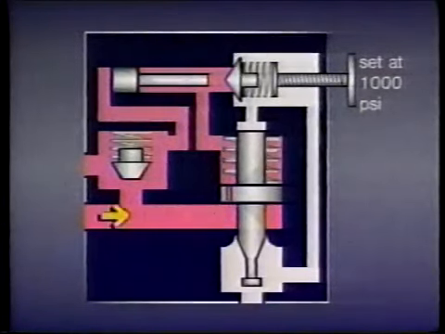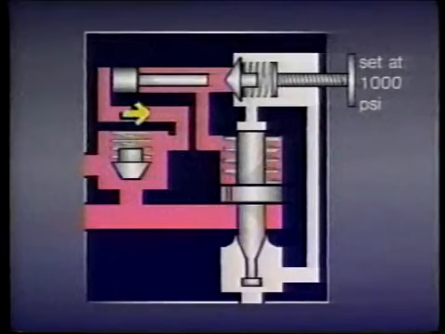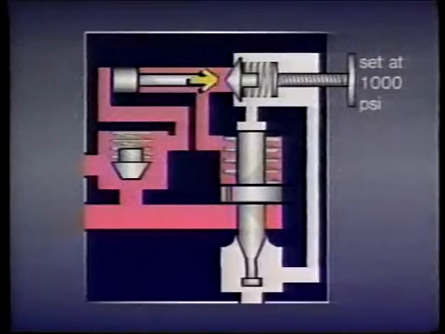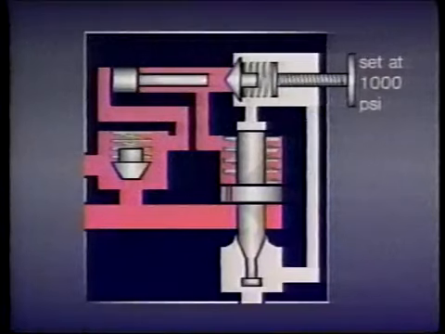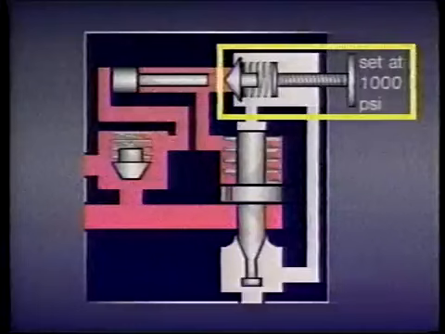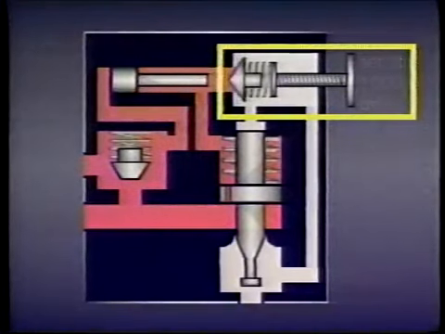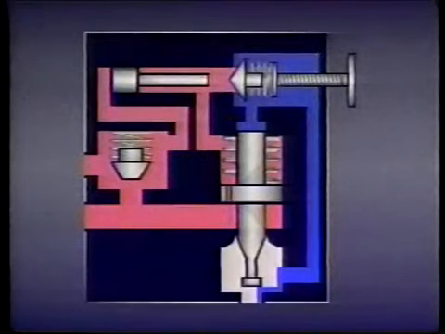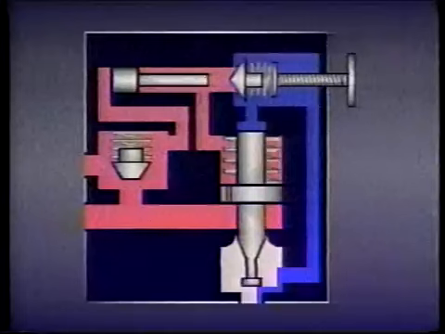Fluid at the same pressure also goes through a pilot passage to one end of the differential piston, and through another passage to the other end of the piston and to the face of the dart. In this case, the spring tension on the dart has been adjusted so the dart remains seated until pressure rises to 1,000 psi. When that happens, the dart unseats slightly, allowing some fluid to flow past the dart and return to tank. This flow to tank is shown as blue.